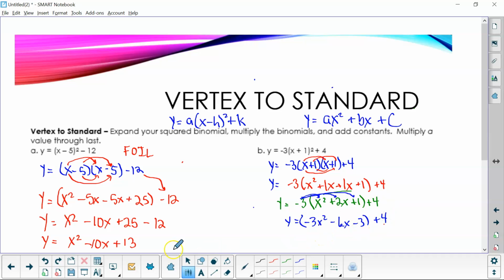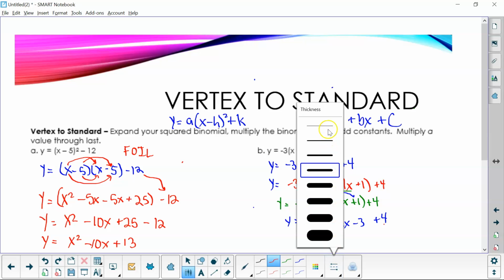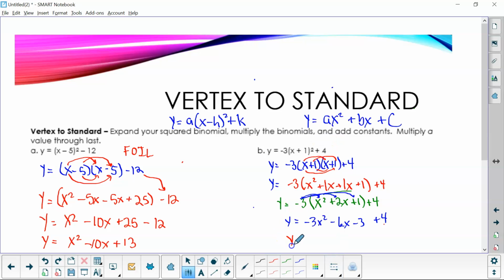Well, I can just drop my parentheses because when I'm adding, I simply add. It's like combining like terms. So at this point, my final answer is going to be y equals negative 3x squared minus 6x, and then my negative 3 and positive 4 results in a plus 1. And there's my answers.